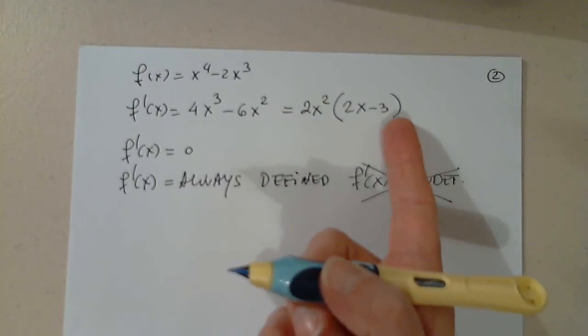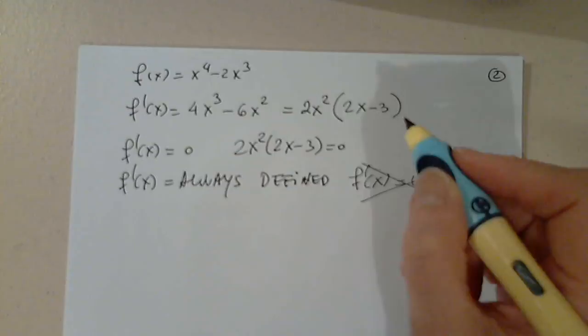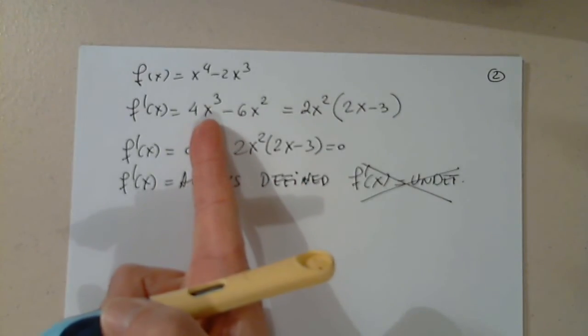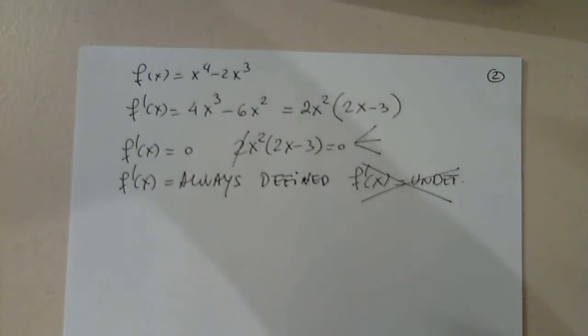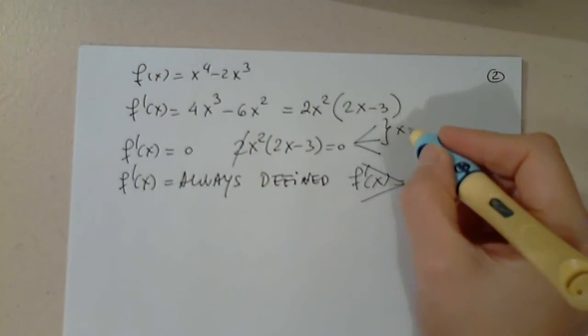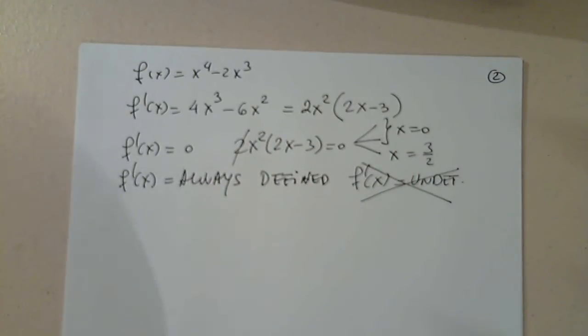When I set this equal to 0, 2x squared times 2x minus 3 equals 0, I expect 3 solutions because the degree is 3. So here they are. I divide both sides by 2. So 2 solutions are x equals 0, and the other solution is x equals 3/2.